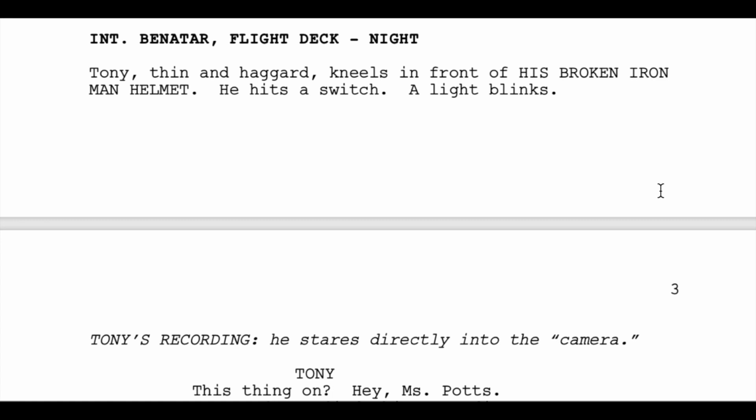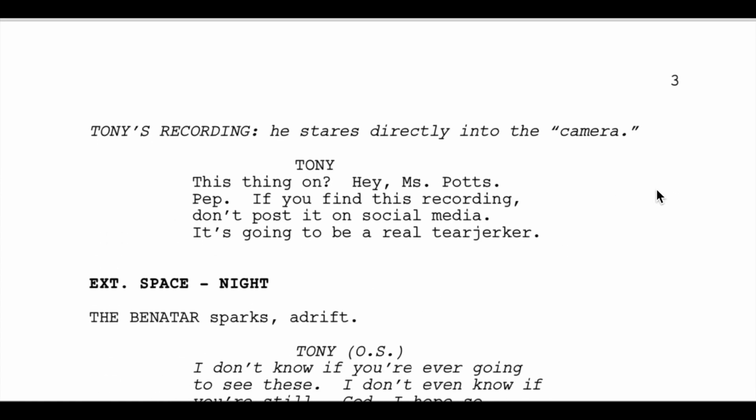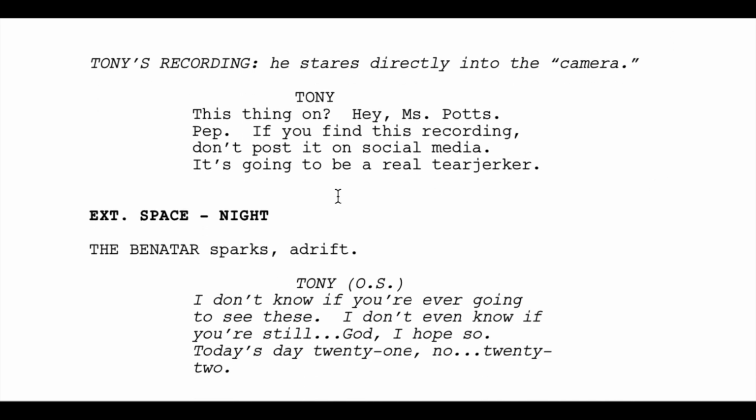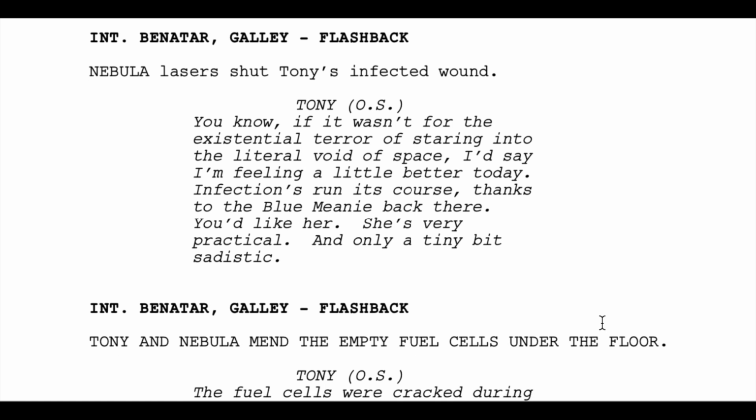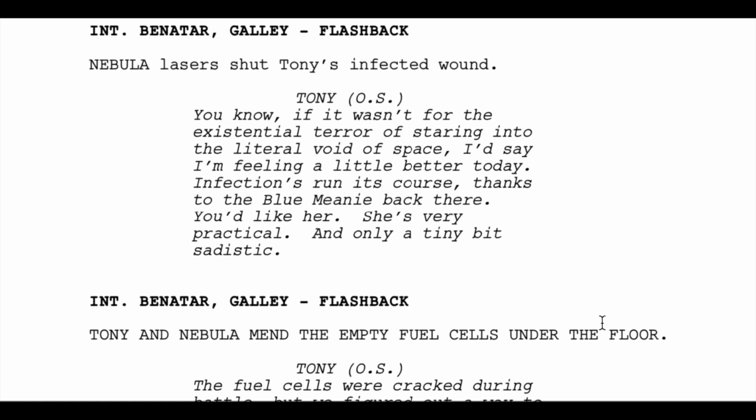So here we're in the interior of the Benatar, the flight deck at night. There's a scene unfolding. We stay in space, so now we're looking outside the Benatar, looking at the Benatar. It sparks adrift, and then we're going to enter a flashback. This is just indicating that Tony is thinking back on what has occurred, because we started with Tony in the current modern day. They're running out of oxygen, and now he's thinking about the time he's spent with Nebula in this flashback.